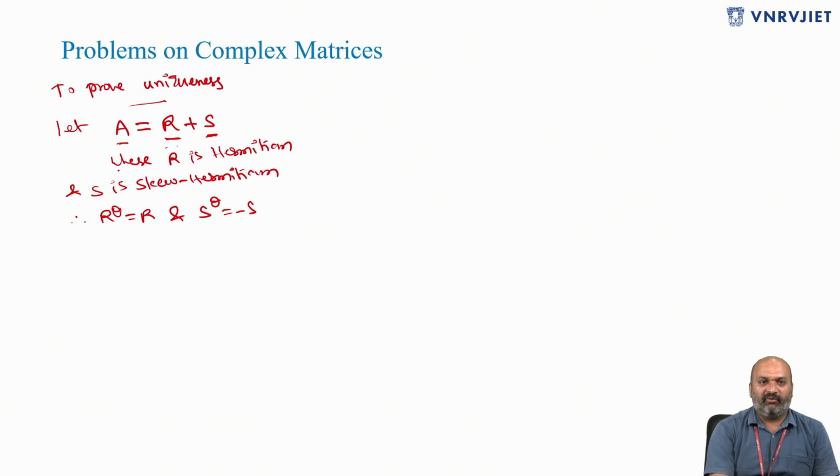Let us consider that we have A. Let's determine what A theta is. As we know, A is R plus S. So (R plus S) power theta is in the form (A plus B) theta, which is A theta plus B theta. Observe here, R is a Hermitian matrix, so R theta equals R. Of course, S theta equals minus S, since S is a skew Hermitian matrix. So A theta equals R minus S.